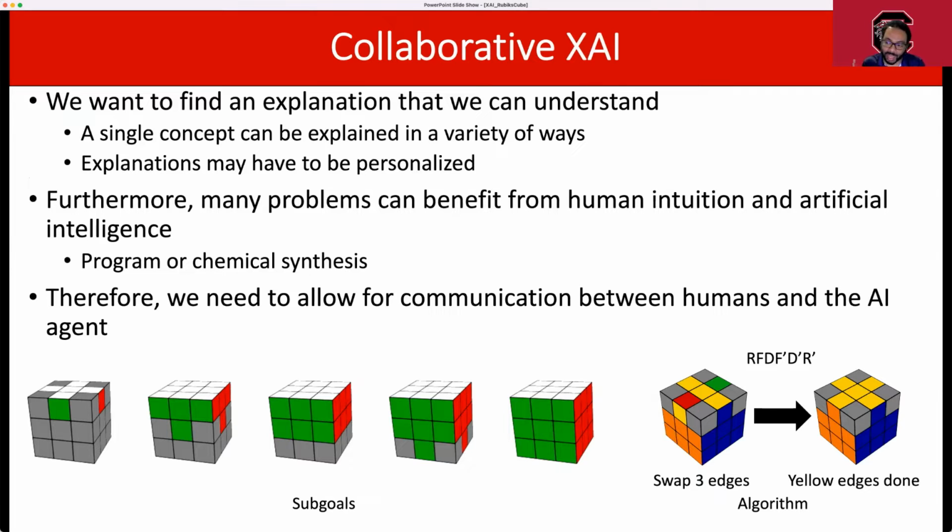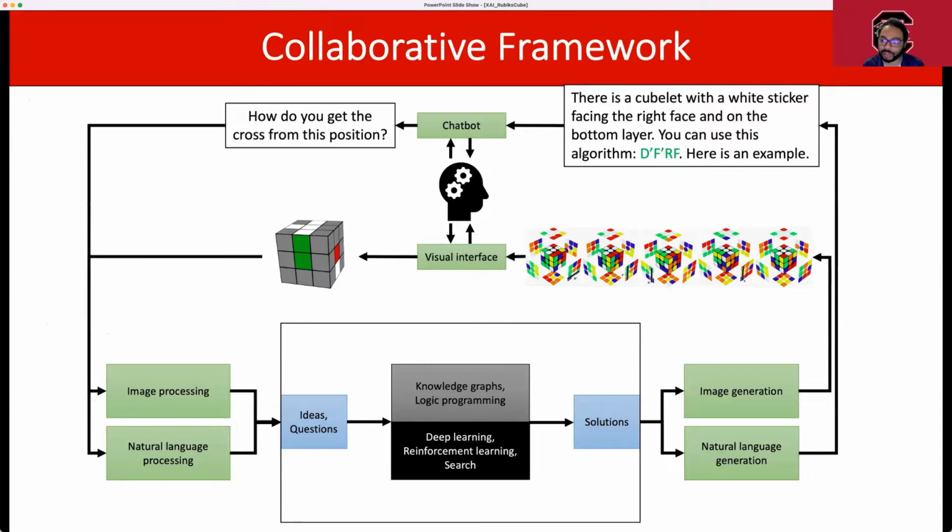Or maybe the AI algorithm wouldn't be able to solve the problem without some human intuition guiding it. Then we can create a positive feedback loop where humans are learning from AI and AI is learning from humans. Here's a visualization of the architecture we're working on for the Rubik's Cube. A human can interact with the system through a chatbot or a visual interface, and pose their own ideas or ask questions about how to solve the Rubik's Cube.